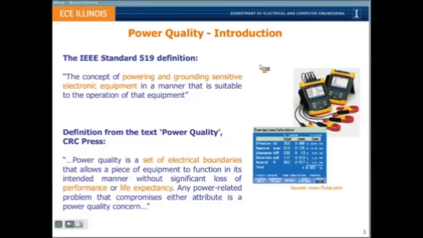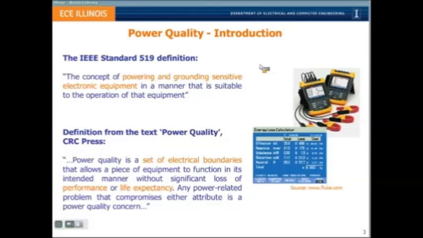This is from a recent text by Professor Srikanthan, published by the CRC Press. And he defines power quality as a set of electrical boundaries that allows a piece of equipment to function in its intended manner without significant loss of performance or life expectancy. So in short, any power-related problem that compromises either attribute, which is performance or life expectancy, is a power quality concern. So this is much broader.